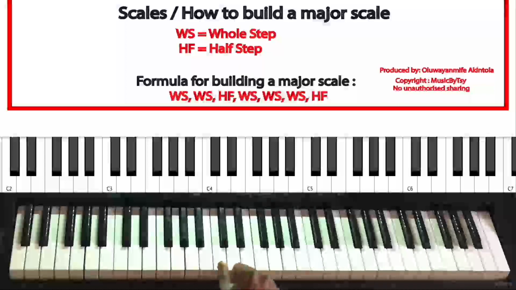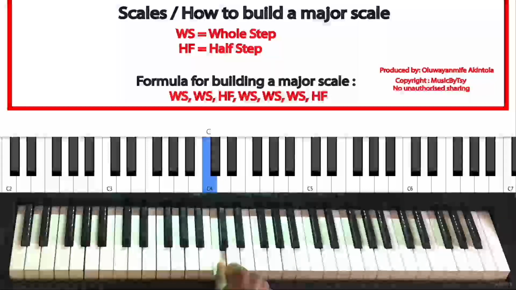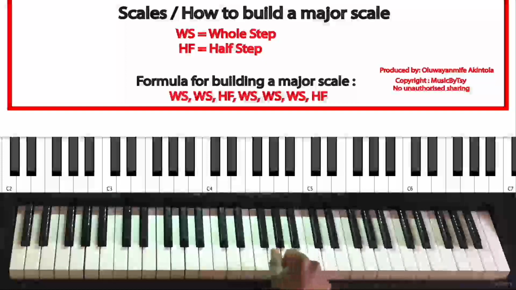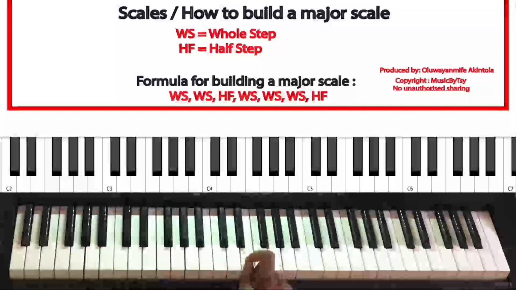Now each key on the piano keyboard has different scales that are associated with it. So basically what I'm saying is that this key of C has a major scale that is called a C major scale. This key of C also has a type of minor scale that is called a natural minor scale. This key of C also has a type of minor scale that is called a melodic minor scale that is associated with this particular key. So every key has different scales associated with it.